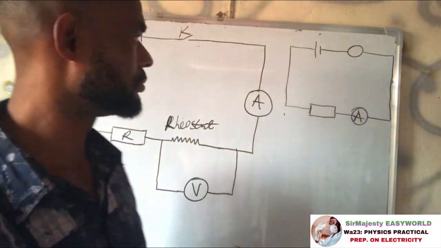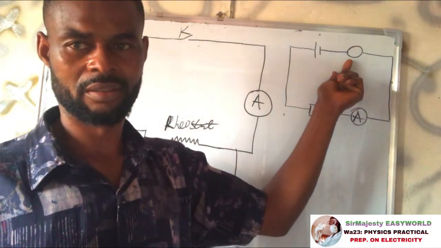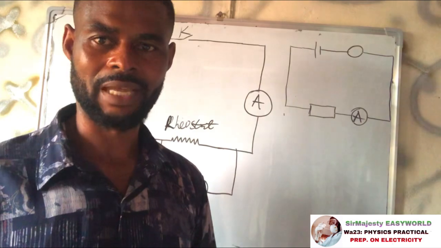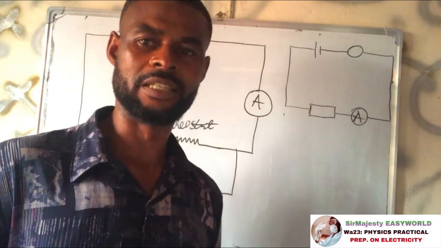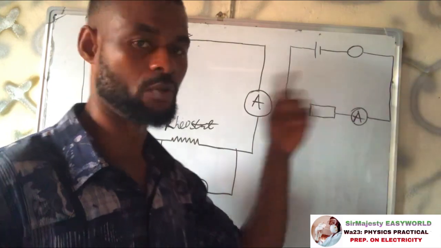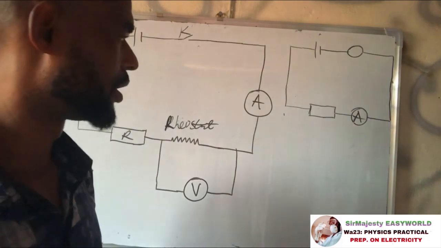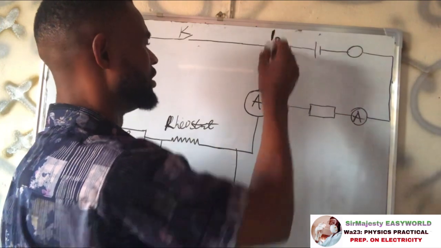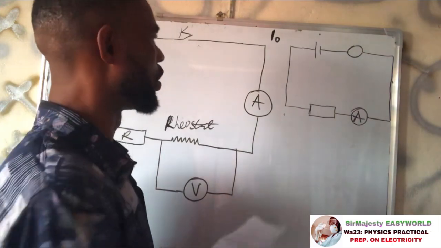Close the key. If you look at this diagram here, it doesn't have a key. But from this statement, you will know that there must be a key in this diagram, which is not there. It is now left for you to put it. The question says, close the key and record the ammeter reading I0. When you close the key, you record the reading on this ammeter. When you read it, you call it I0.